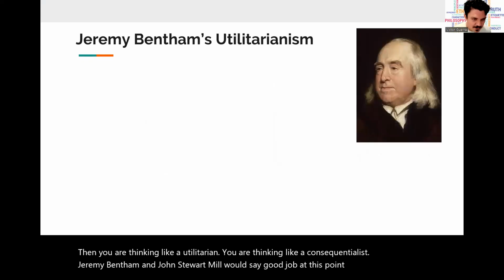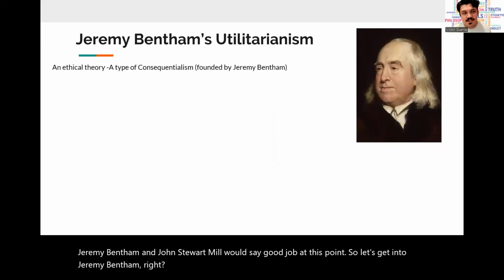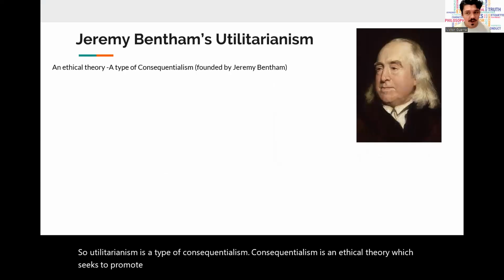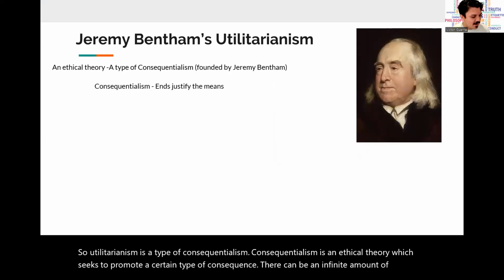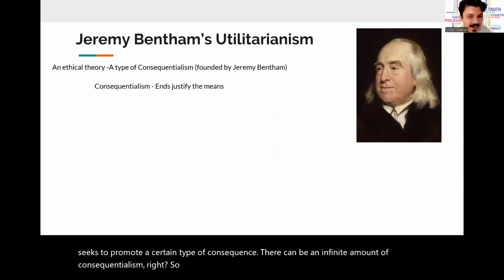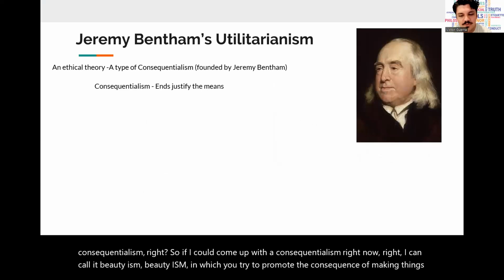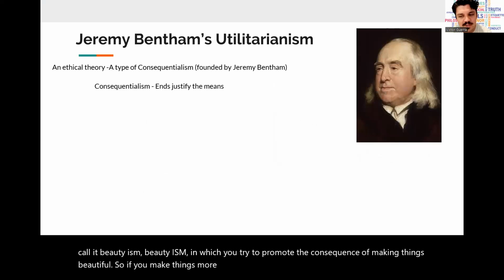So let's get into Jeremy Bentham. Utilitarianism is a type of consequentialism. Consequentialism is an ethical theory which seeks to promote a certain type of consequence. There can be an infinite number of consequentialisms. If I could come up with a consequentialism right now, I can call it beautyism, in which you try to promote the consequence of making things beautiful. If actions make things more beautiful, then they're justified.